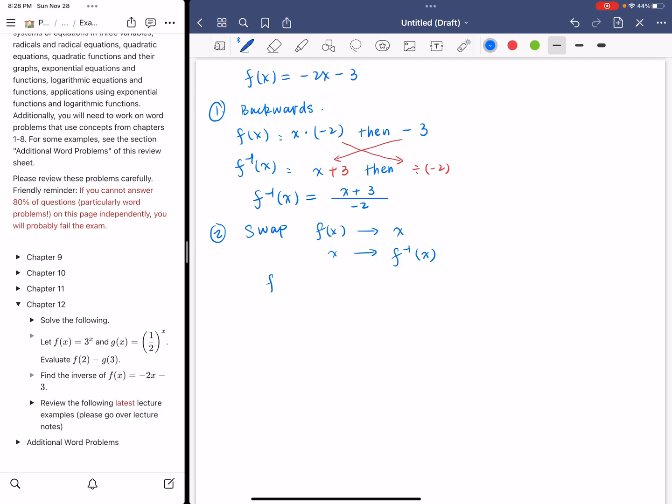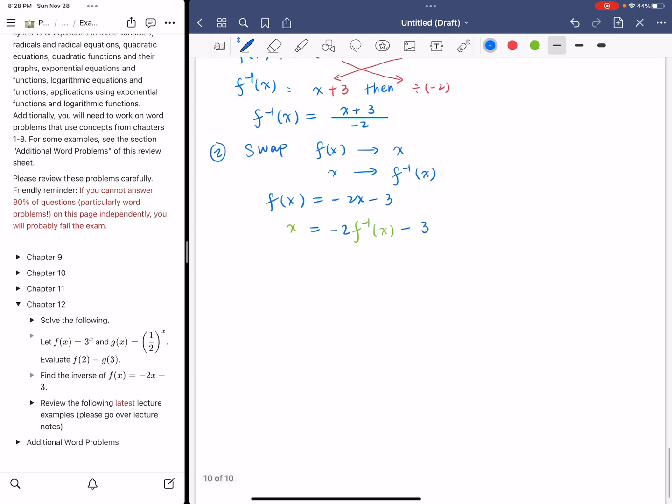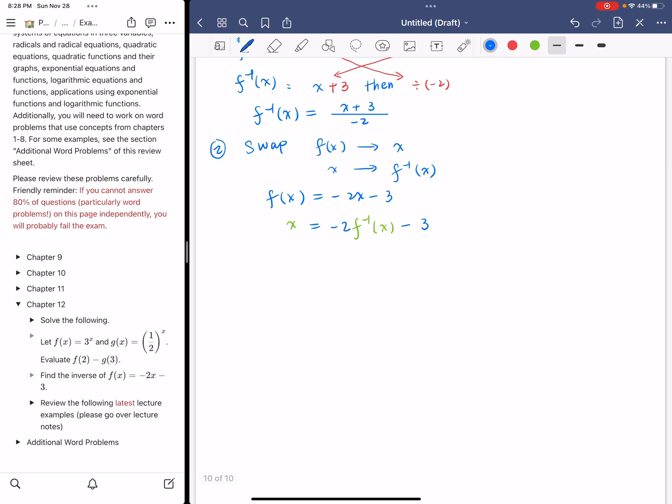You're starting with f of x equals -2x minus 3. And let's do the swap. So as you know, f of x becomes x, and then x becomes f inverse of x. And then you copy the rest of the equation: -2, -3. And then our job is to isolate that f inverse, which is this part right here. We want to isolate this part. So apparently the first inverse operation will be plus 3 on both sides. So let's do that.